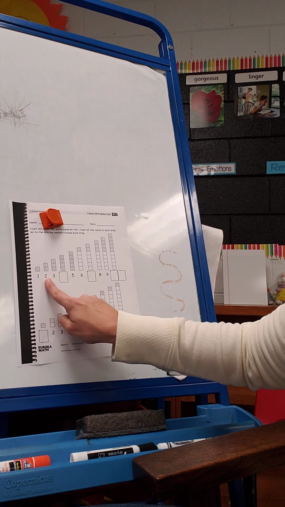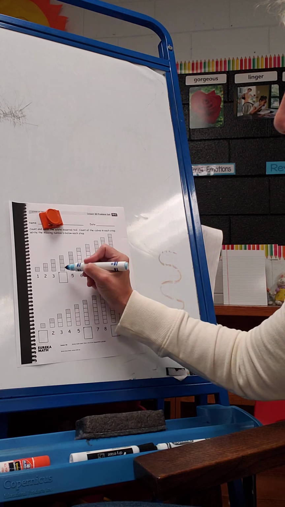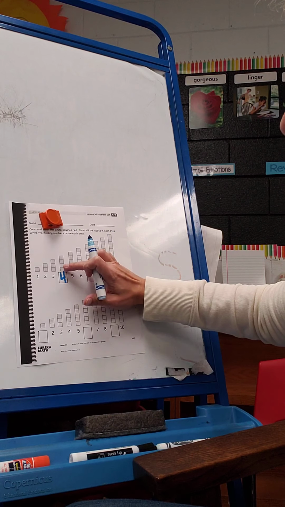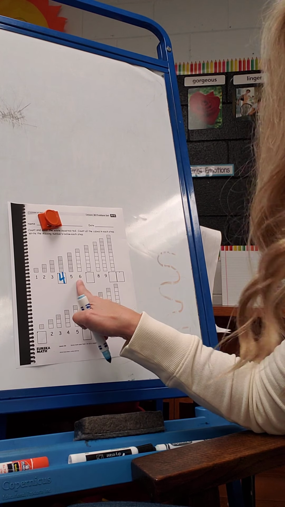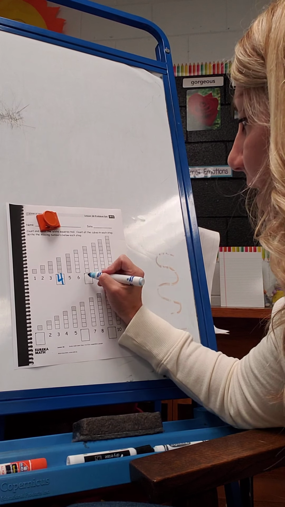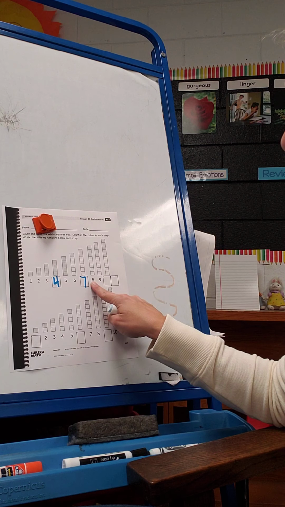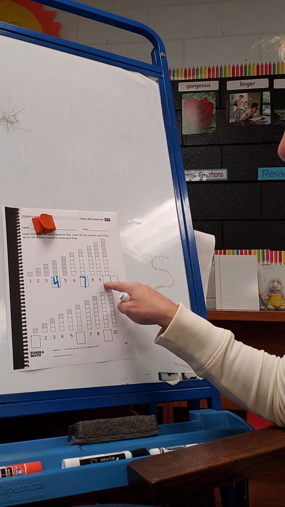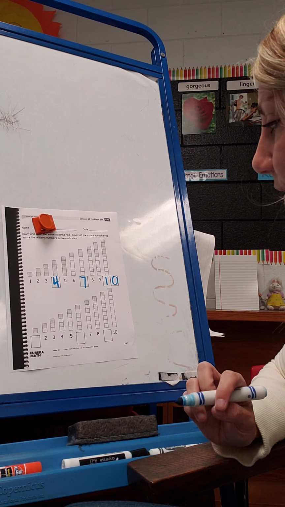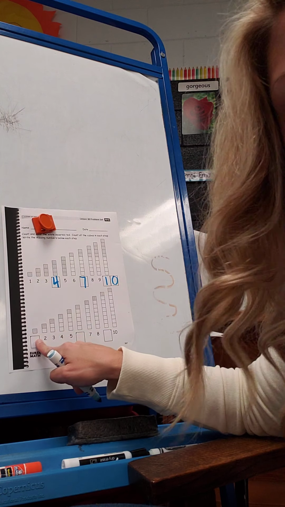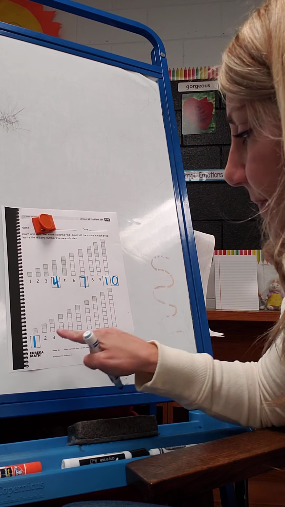So here's, count with me. 1, 2, 3. What would come next? 4. There's 4. 1, 2, 3, 4. And then 5, 6, and then 7, 8, 9, and 10. Right. All right, let's do these. What do we start counting with? 1. All right.